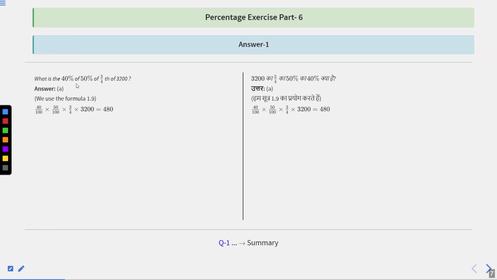What we can do is make them into fractions. 40% we can write as 40 upon 100, multiplied by 50%, 50 upon 100, of 3/4, multiplied by 3 by 4, multiplied by 3200. We get the answer 480. So A is the correct answer.